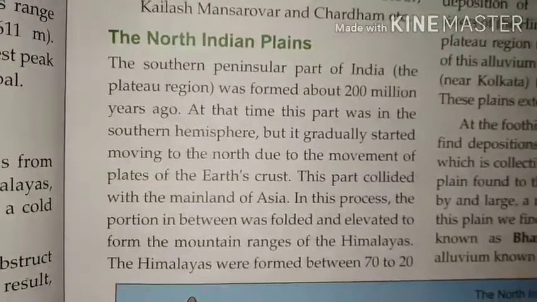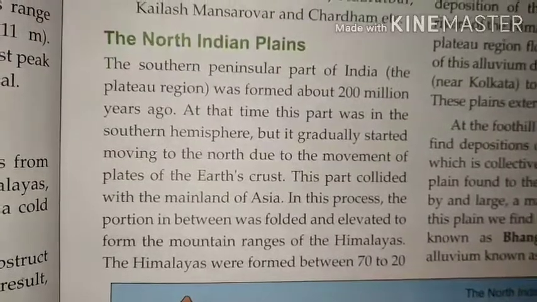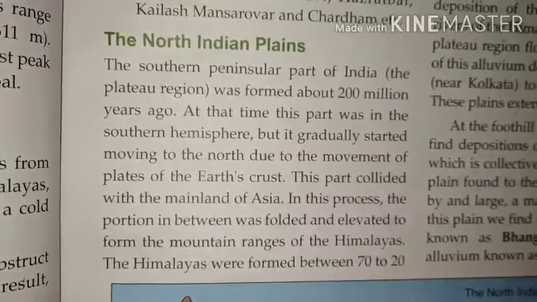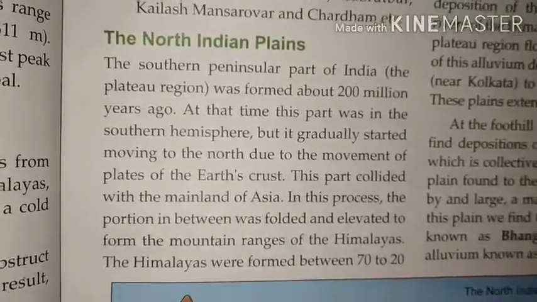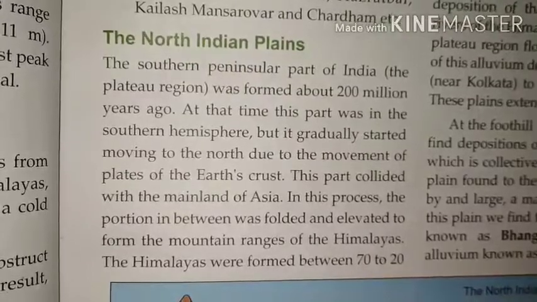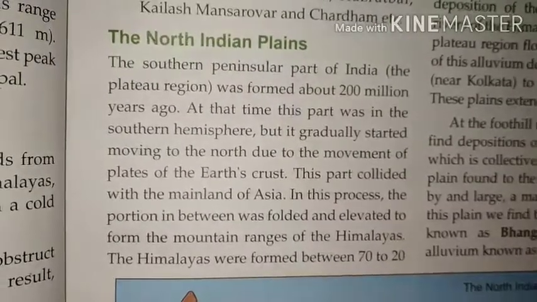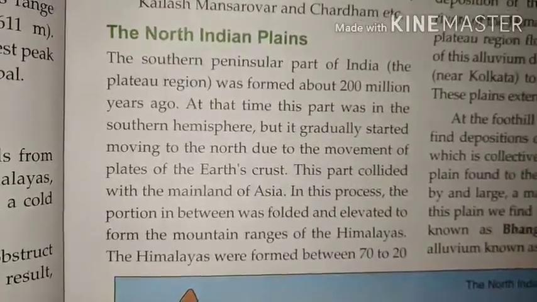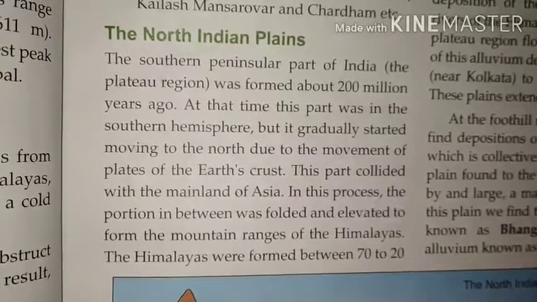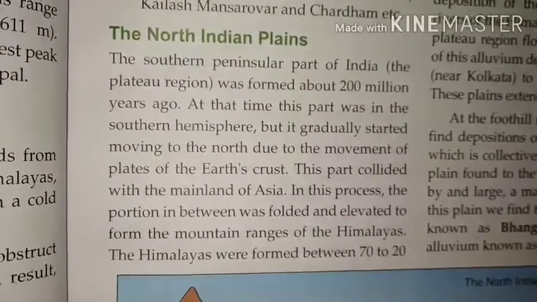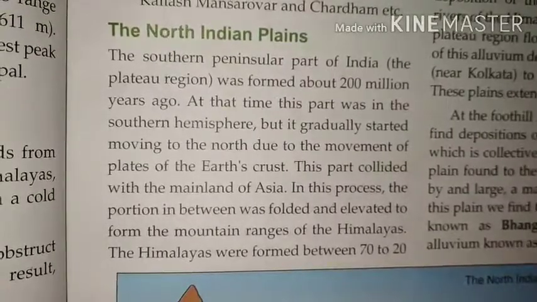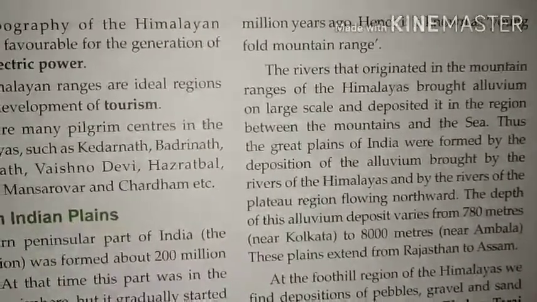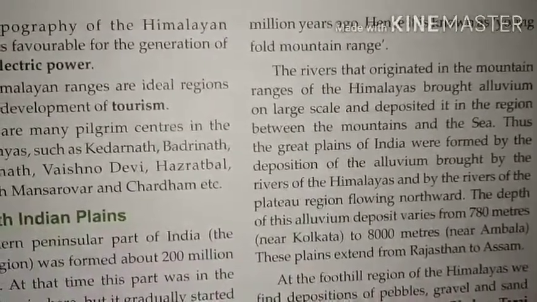The southern peninsular part of India, that is the plateau region, was formed about 200 million years ago. At that time, this part was in the southern hemisphere, but it gradually started moving to the north due to the movement of plates of the Earth's crust. The part collided with the mainland of Asia. In this process, the portion in between was folded and elevated to form the mountain ranges of the Himalayas. The Himalayas were formed between 70 to 20 million years ago. Hence, it is known as Young Fold Mountain Range.